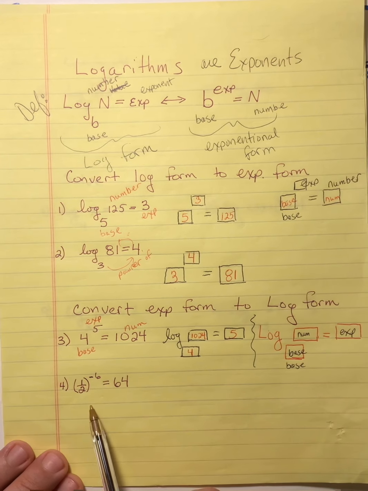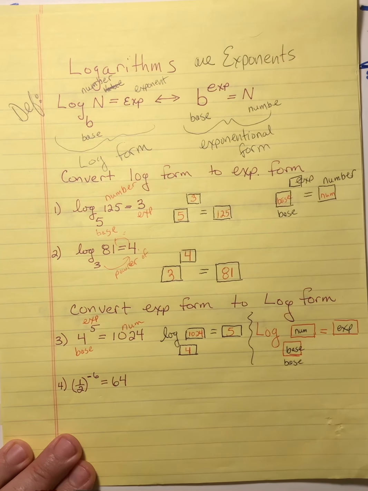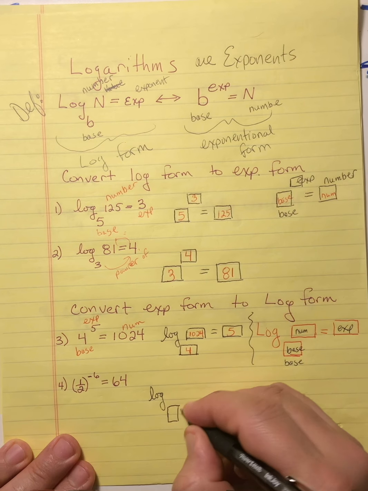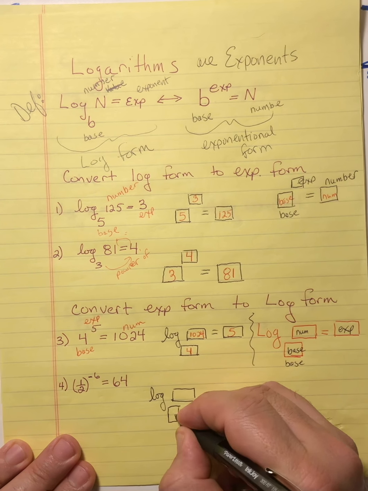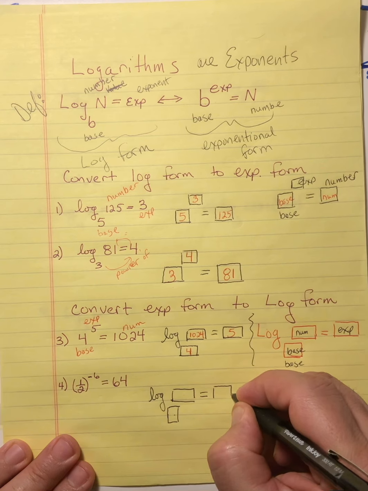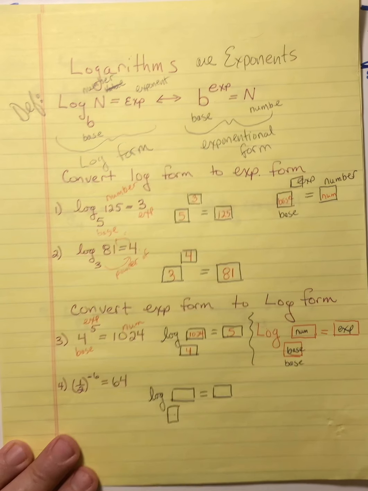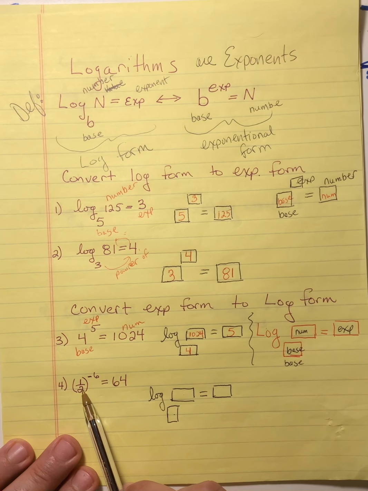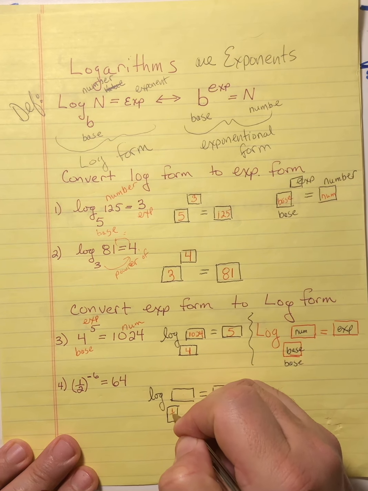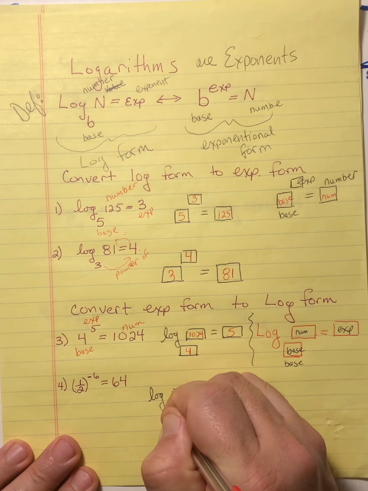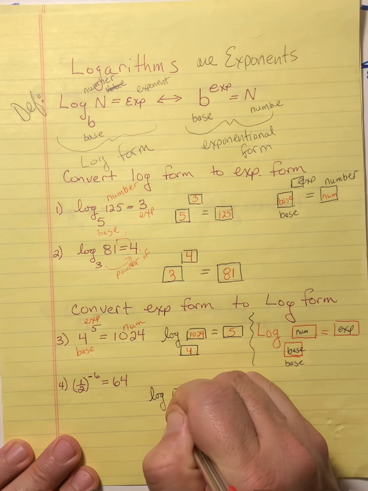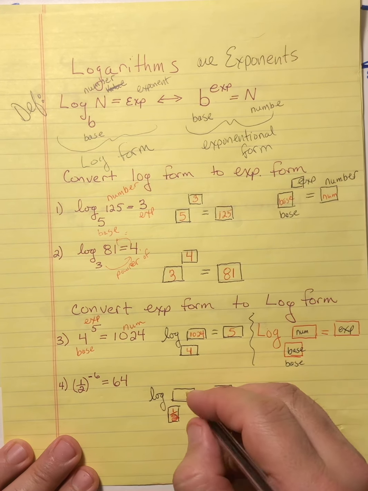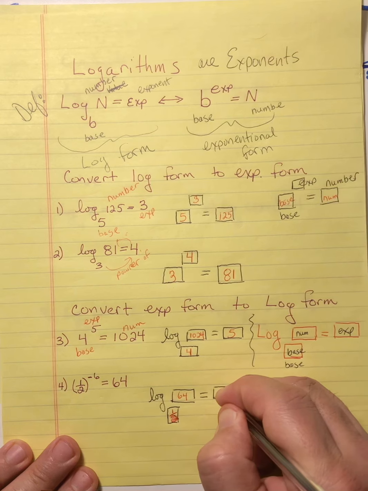All right. Same thing right here. So, log. So here's the base, there's the number, equals the exponent. Okay? I write out the word log. The base is a half. No one cares if the base is a half. Okay, that's a half in there. This is 64, the number, and then -6.